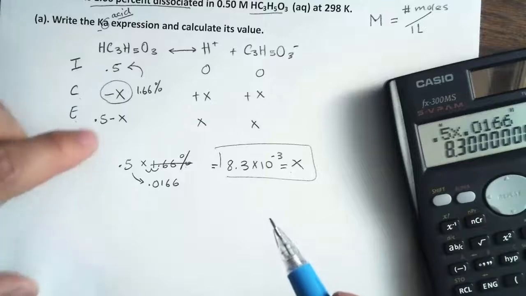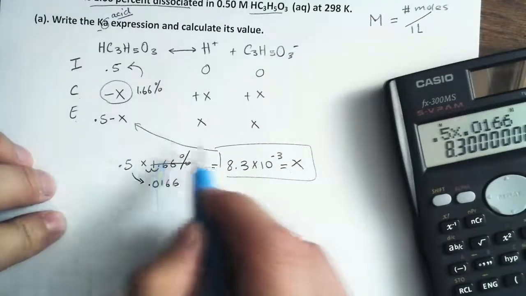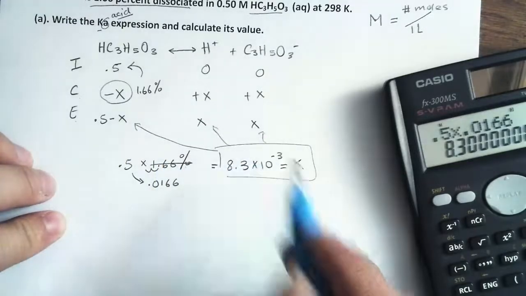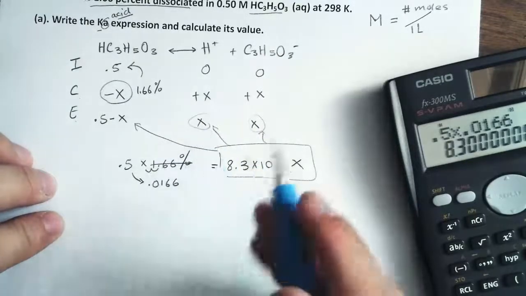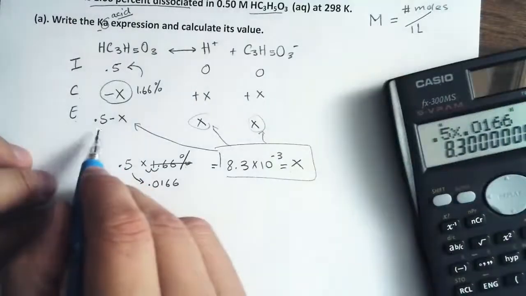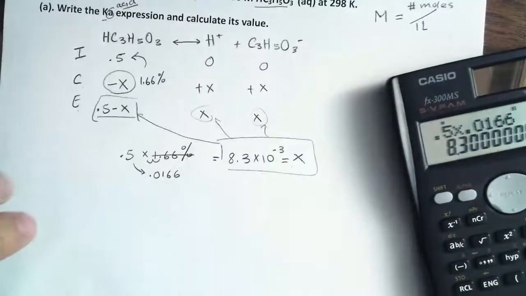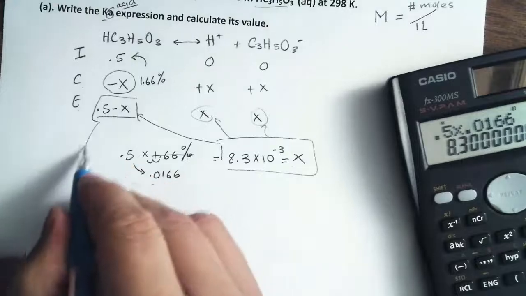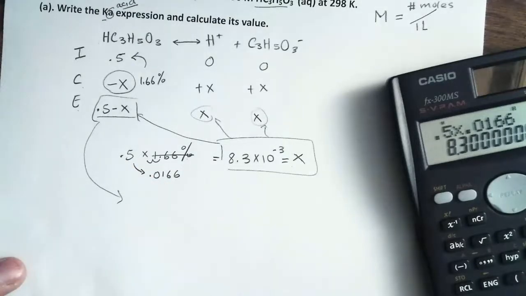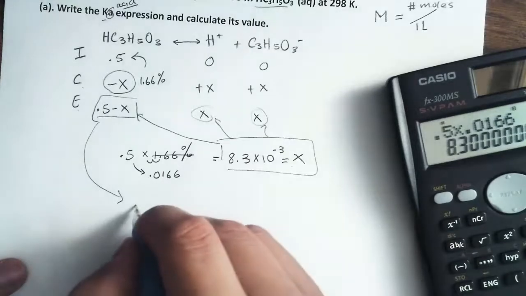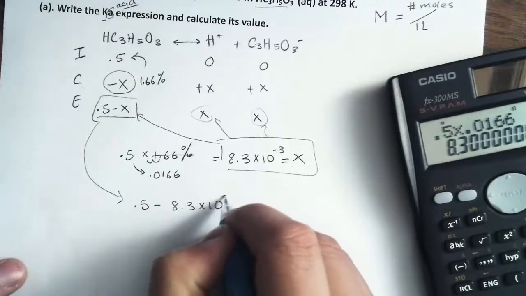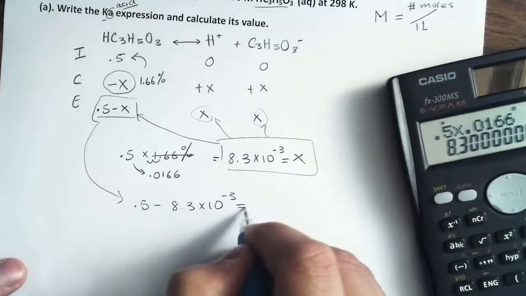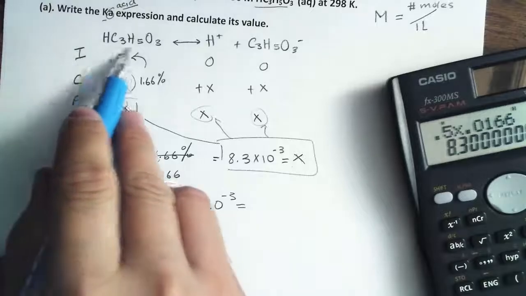And once we have our x values, we can plug this in here, here, and here. Since this is our x already, we just plug in directly. But this is the part we have to worry about. So I'm going to write it right here. To solve for this part, what we have to do is 0.5 minus 8.3 times 10 to the negative 3. And that will give us a concentration for this part.